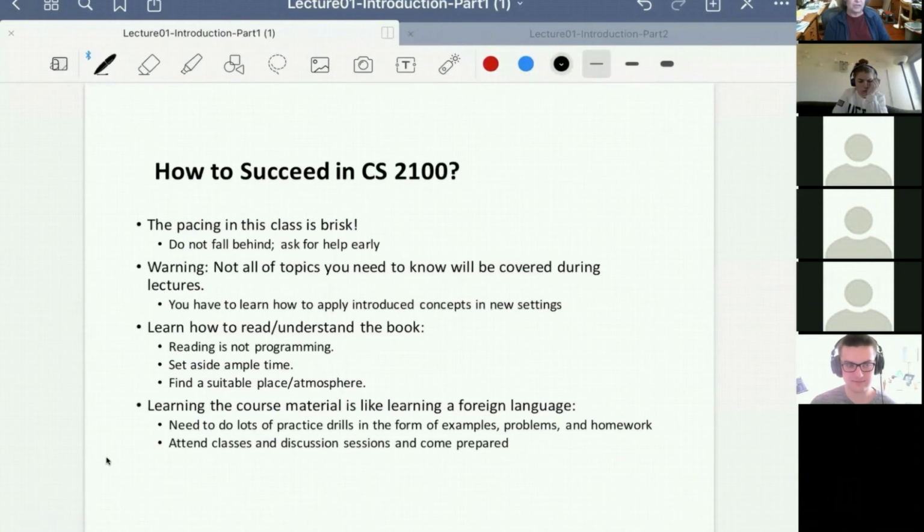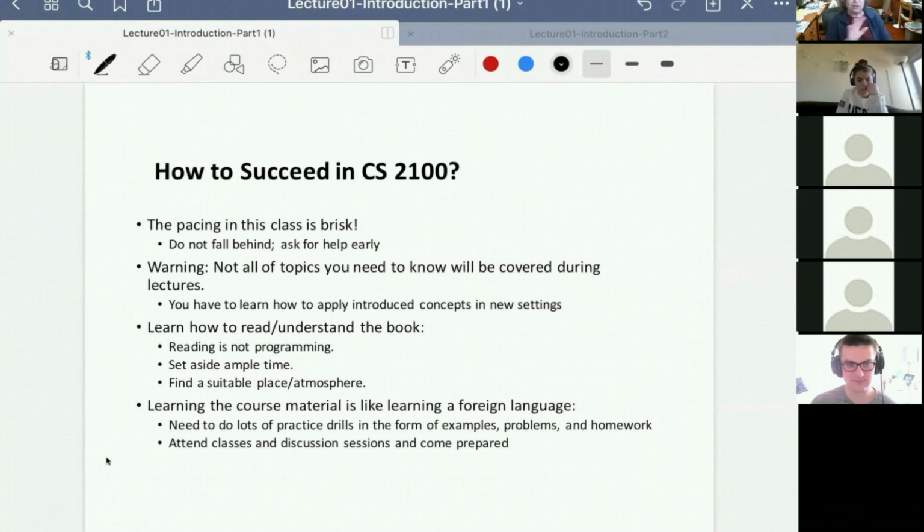You need to understand that. If you have any questions about that, remember Piazza exists and is there. Reading isn't programming. You need to set aside time to read and find a suitable place and atmosphere, whatever works for you. Some people need a very quiet place. Some people like music. Whatever works is good.